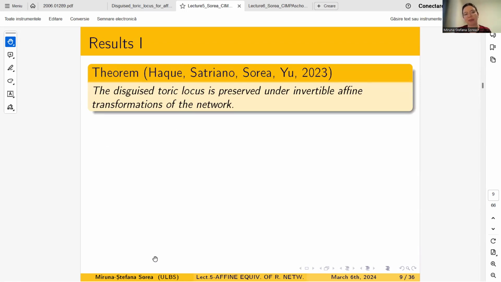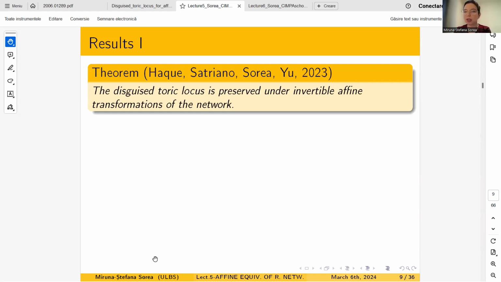Okay. So before I explain why we look at these particular transformations, let's see some results, just roughly speaking, and then it can be made more precise.